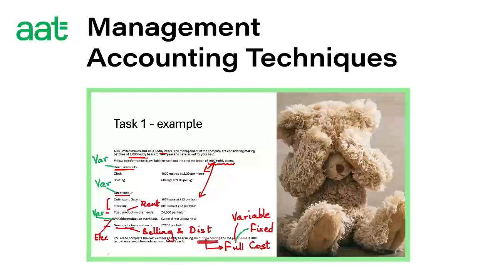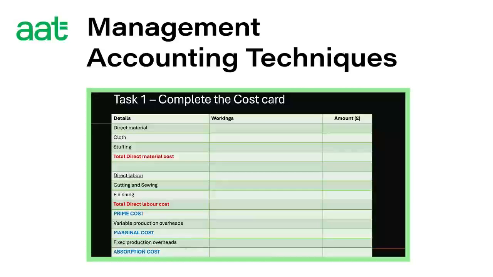So they've asked us to use absorption costing to work out the cost of a teddy bear, i.e. they've asked us to write it up on a cost card, and then the profit or loss if 1,000 teddy bears are to be made and sold for £15 each. So that £15 is the selling price of our teddy bears. So we're going to start. They'll give you this in the exam. They'll give you some information, and you'll have to then work out the amounts and things like that.